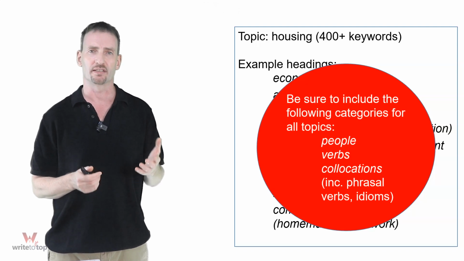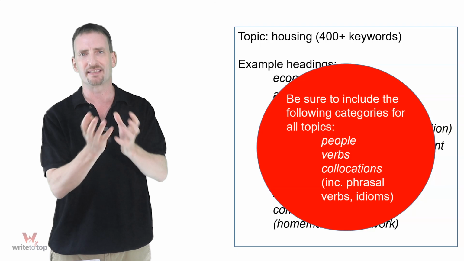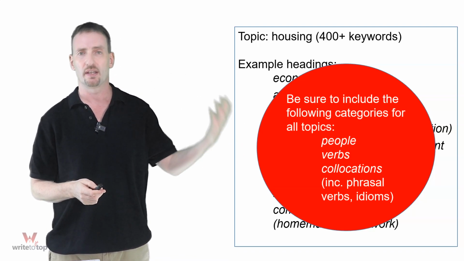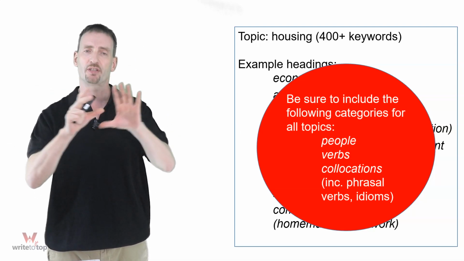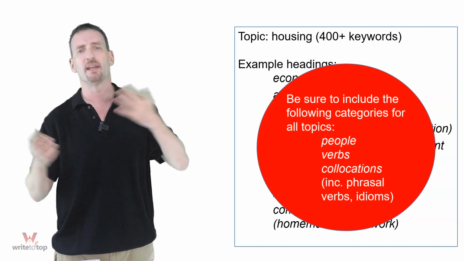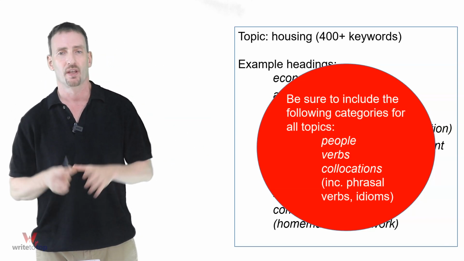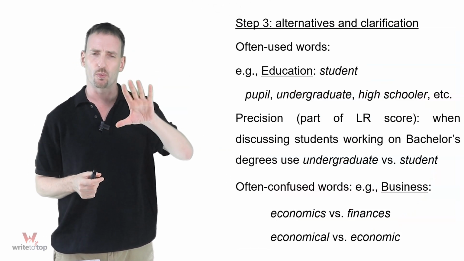And collocations. Collocations are words that work together to have a specific usage or a specific meaning. This includes phrasal verbs, idioms, etc., and the compounds I just showed you before. So make sure you have at least these headings and as many other ones as you possibly can.